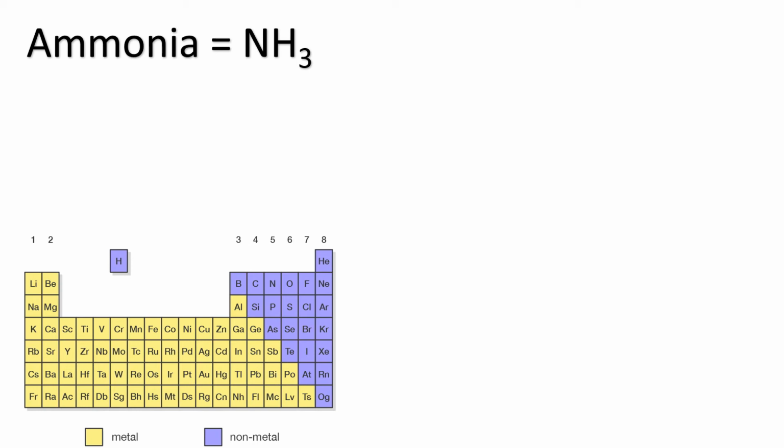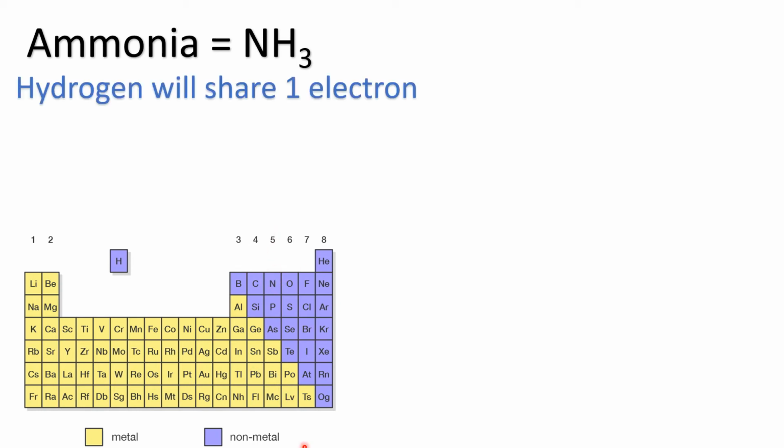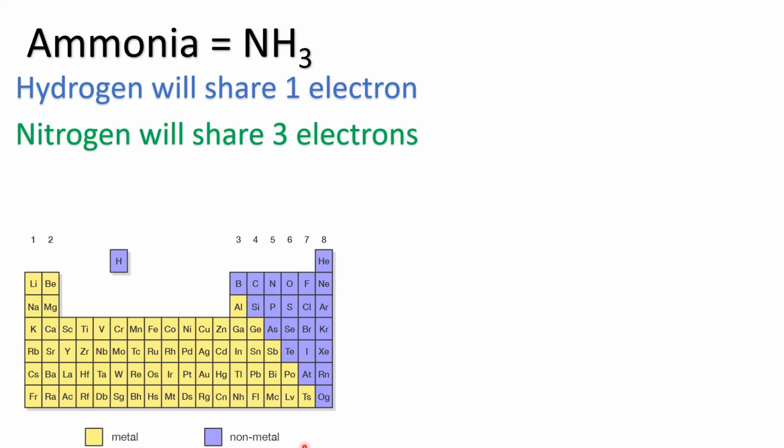Okay, so ammonia. Nitrogen is in group 5, I can see that here on the periodic table. Hydrogen we know is going to share 1 electron, and nitrogen is going to share 3 electrons. It's got 5 of its own, it needs 3 more. Now, from the formula, I'm thinking, well, 1 nitrogen, 3 hydrogen.